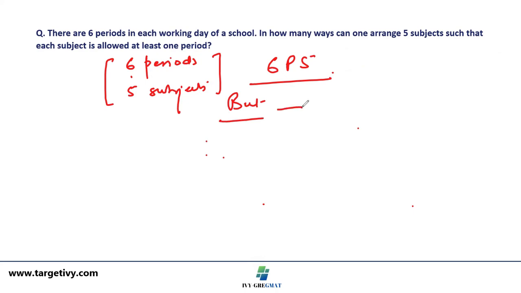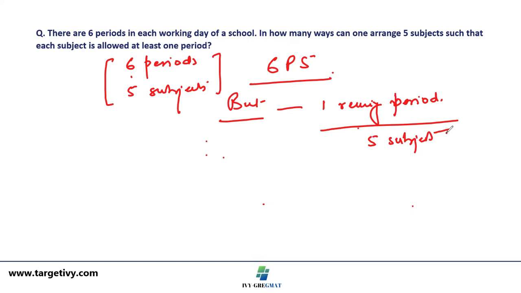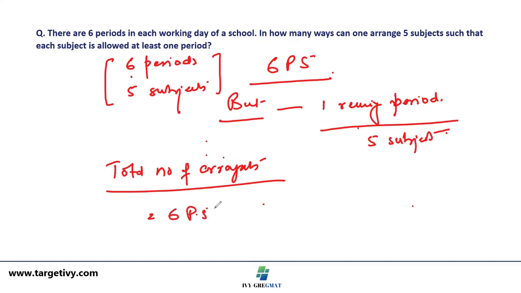This continues fine, but there will be one remaining period. One period left. What to do with that? So for that remaining period, you have got 5 subjects, or 5 options. Clear? So the total number of arrangements will be equal to 6P5 into 5. The twist is here.